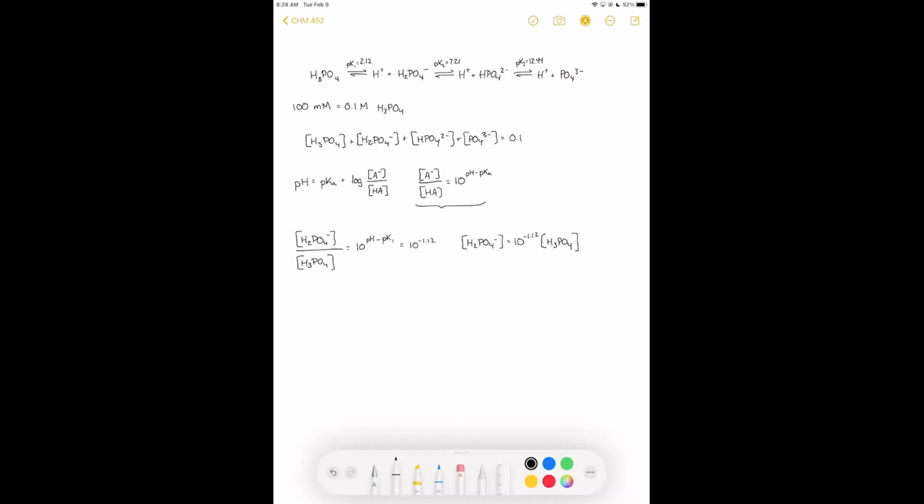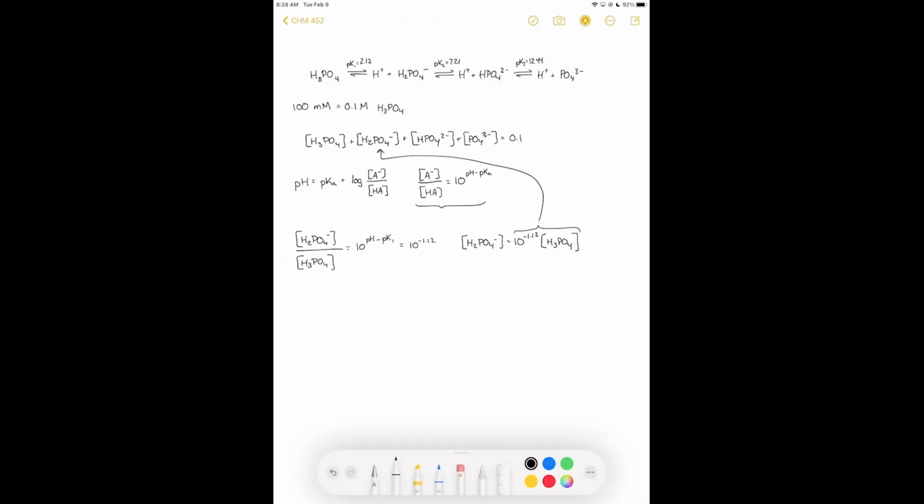And this, now we can take this and plug this into the equation for what H2PO4 is. And this is going to tell us how much of our acid has been deprotonated, because we know that 10 to the minus 1.12 is approximately 10 to the minus 1, which is approximately 0.1. So it's going to be about 1/10. So we're going to have about 1/10 of our original H3PO4 in this H2PO4 form. But what about the other two?